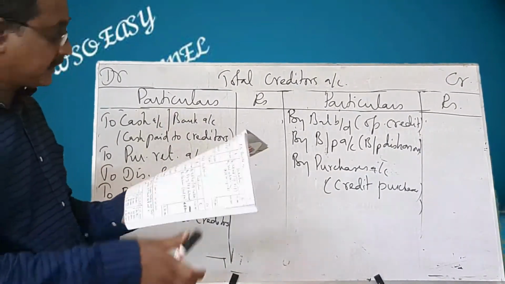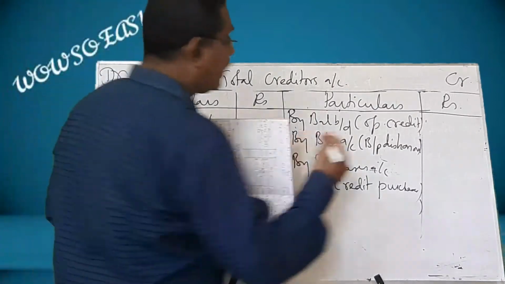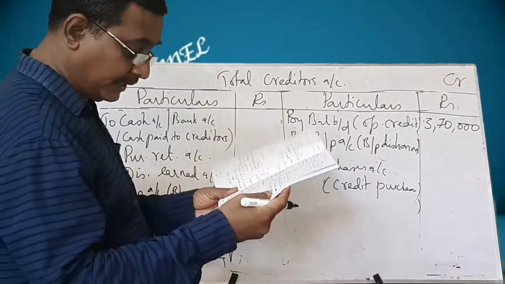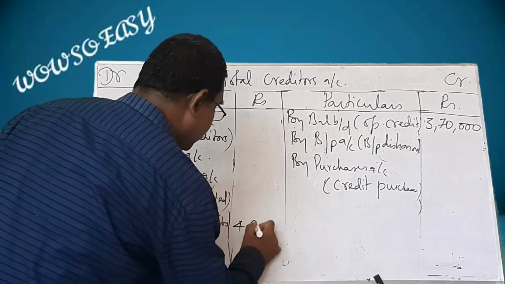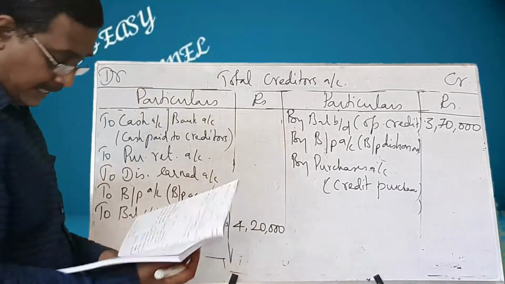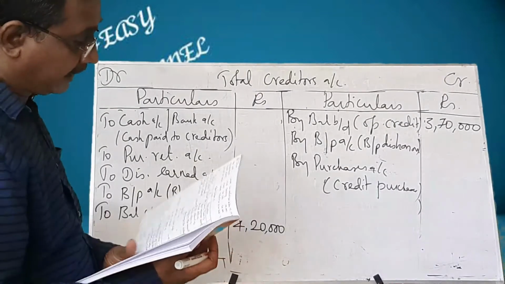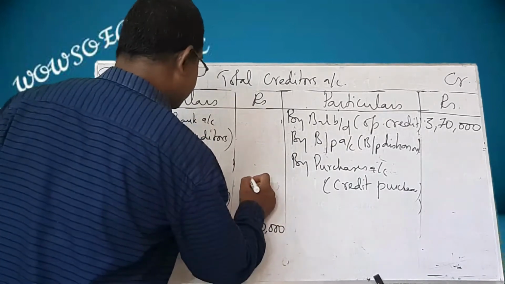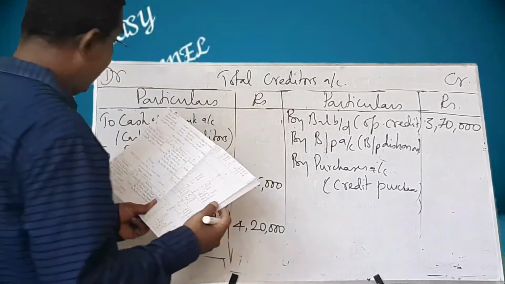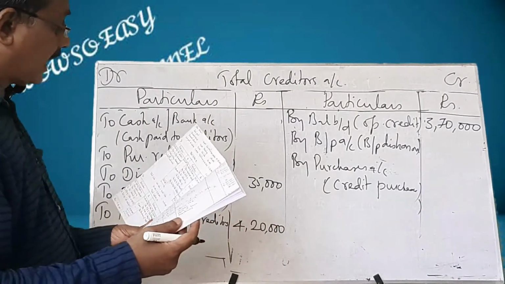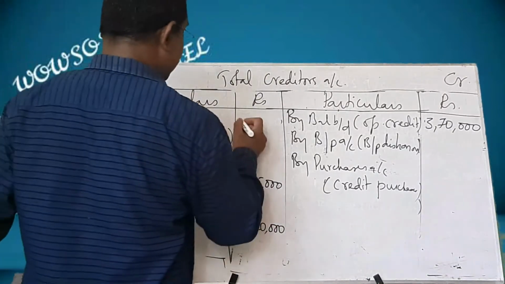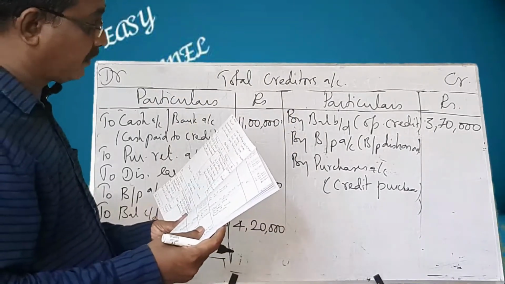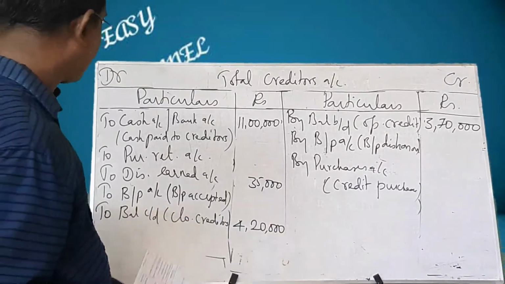Opening creditors 3,70,000 and closing creditors 4,20,000. Discount received, this one is discount earned, is 35,000. And cash paid to creditors 11 lakhs. Cash received from debtors, drawings, cash sales, these items will not come.